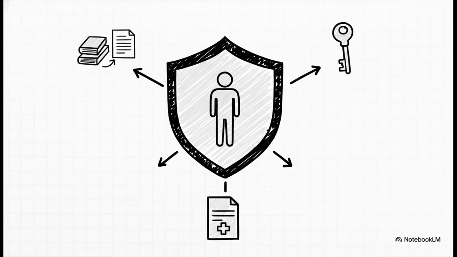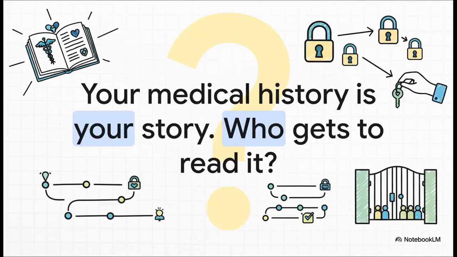So, what's the big takeaway from all this? It's that the entire system, from that key distinction between a record and a report to the power of your consent, all the way to the doctor's ethical code, is a meticulous, professional process that's been designed from the ground up to protect you. So, we're left with this thought. Your medical history is your personal story. And thanks to systems like these, you have more power than ever to decide exactly who gets to read it.